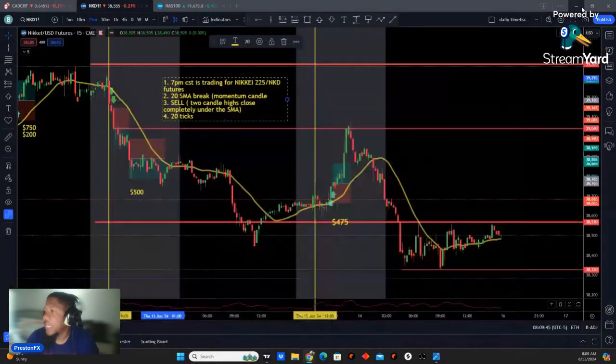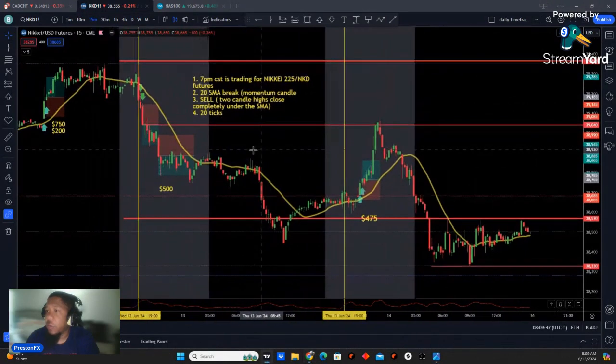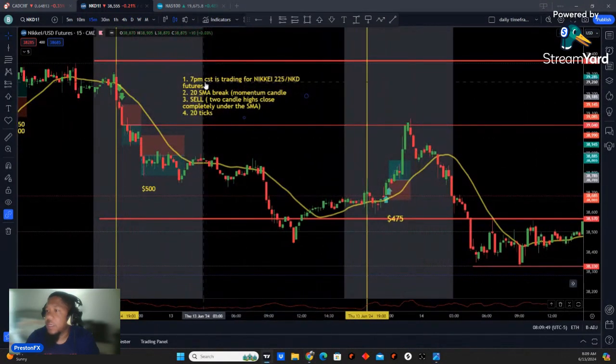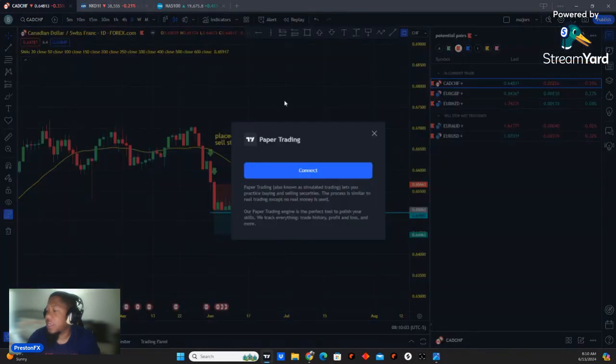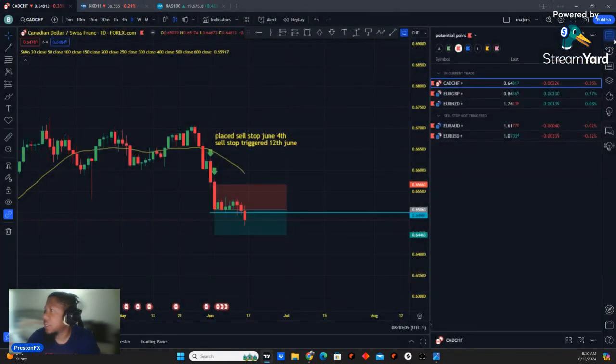Other than that, again, I'm going to reiterate the 7 p.m. This is just the futures strategy I use. Don't use the strategy I use as far as the 20 ticks. But we're going to go back over again my forex strategy. So now we move into forex. If you don't trade forex, you can look at my other videos as far as futures goes.